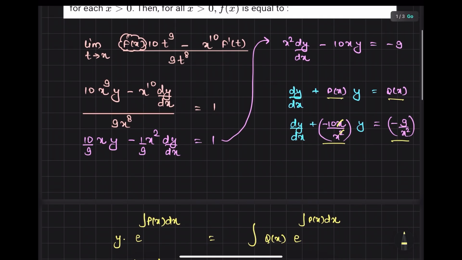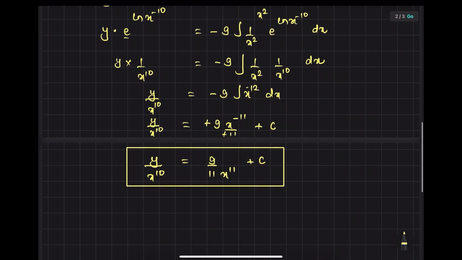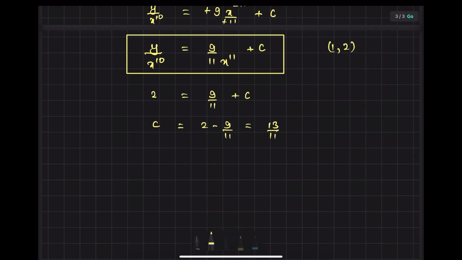They have given us some information about this, that f of 1 is 2. So now we will replace x with 1 and y with 2. So you have 2 equals 9 by 11 plus c. So the value of c will become what? 2 minus 9 by 11, that is 22 minus 9 over 11. Okay. So the value of c will become 13 by 11. Now you can upgrade your function by writing the value of c as this.